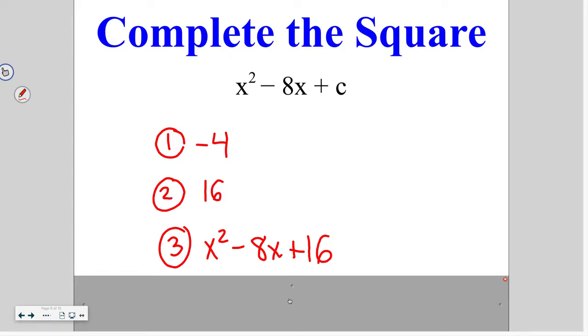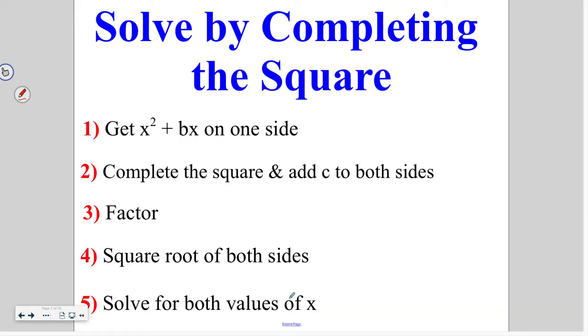We can use this concept of completing the square to help us solve quadratics, making sure that x squared plus bx are on one side of the equation and any numbers are on the opposite side of the equation. Going to go ahead and complete the square and then add that value to both the left and the right side of the equal sign. Factor, take the square root of both sides, and then solve for both values of x.